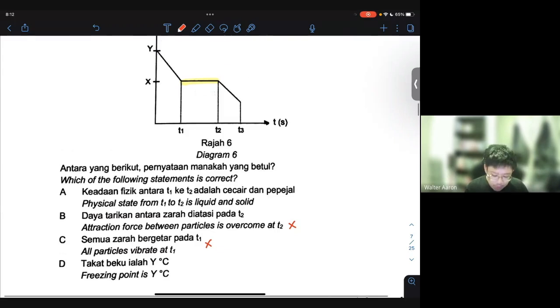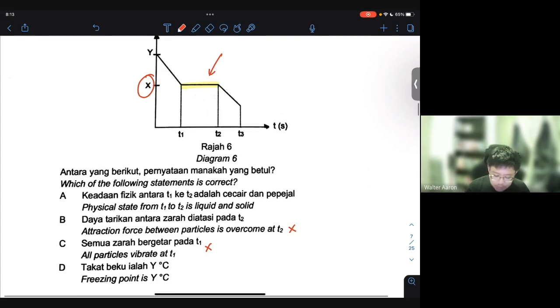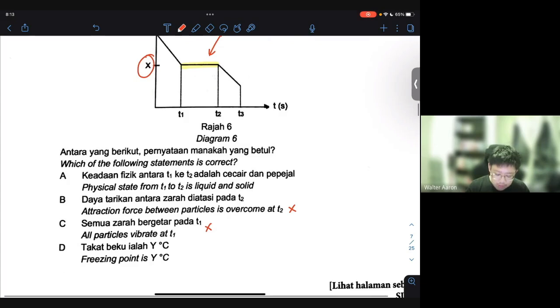Is the freezing point Y? No, the freezing point is at X, because it takes time for the particles to release the heat and also to allow the force of attraction to pull them close to each other. So it's actually X itself that is the freezing point. So this is wrong. So therefore, the first answer is actually correct, because the physical state between here and here is supposed to be liquid plus solid. Correct.